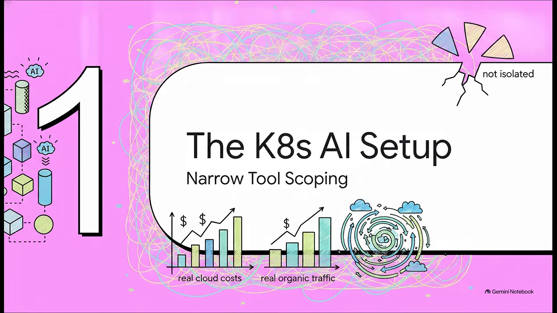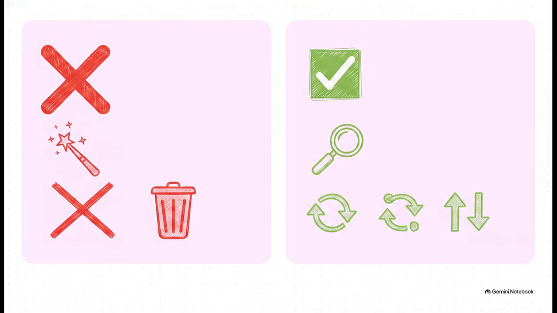All right, kicking things off with part 1, the Kubernetes AI setup and narrow tool scoping. I want to emphasize right out of the gate that this wasn't some isolated, sterile sandbox. This was a real, mid-sized cluster running a side project with real traffic and real cloud costs attached to it. So the operator didn't just hand over raw kubectl access and hope for the best. Instead, they built a Model Context Protocol, or MCP server, to expose a deliberately narrow set of tools.